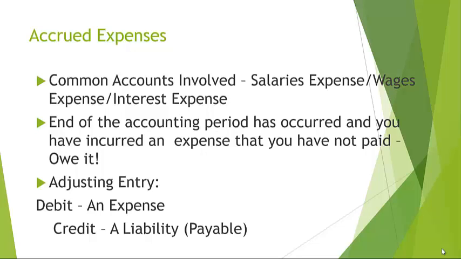The next category we take a look at are accrued expenses, and these are expenses that have accumulated, okay, and we now owe them. So the common accounts involved in this adjustment would be salaries or wages expense, and you may also see interest expense as well. So basically what's happened is that the end of the accounting period has come upon us, and you've incurred an expense that you've not paid yet. So you owe that expense, and you must record it to be in compliance with our matching principle. So the generic journal adjustment would be to debit some type of expense and then credit a liability. In this case, you probably have to credit a payable account.